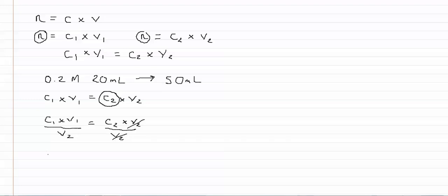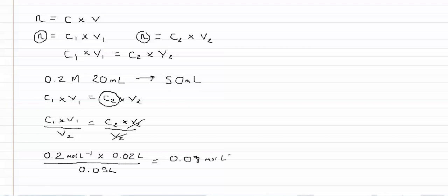So the initial concentration we've said is 0.2 molar, or 0.2 moles per litre. Our initial volume is 20 mL. Now, like with other calculations we've done, we have to express volume in terms of litres, not millilitres. So we write this as 0.02 litres, and we're dividing all of this by V2, which is 50 mL, again expressed in litres, it's 0.05 litres, which equals 0.08 moles per litre. So that moles per litre comes from these litres cancelling themselves out there, leaving us with moles per litre as the units of this equation there. So our new concentration after dilution is 0.08 moles per litre.